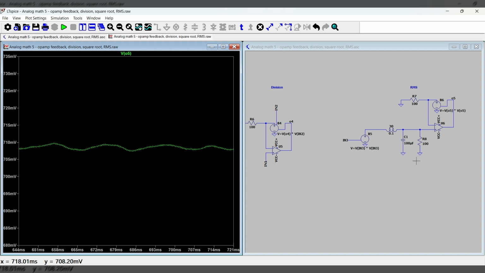Obviously, there are some losses, for example, across this resistor and the filter, and other factors. But overall, it's pretty close to 0.707 volts.